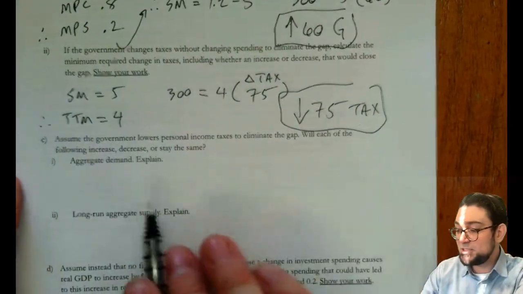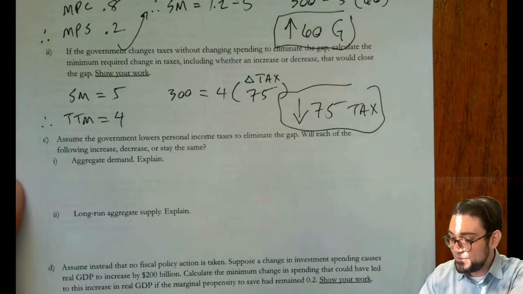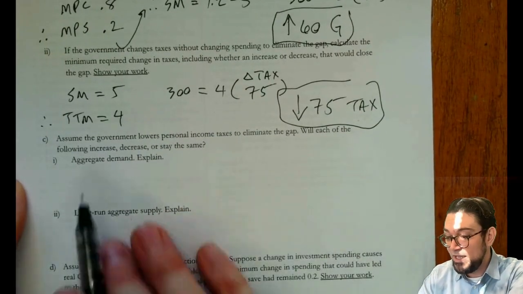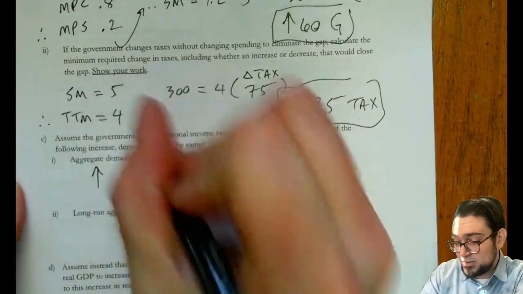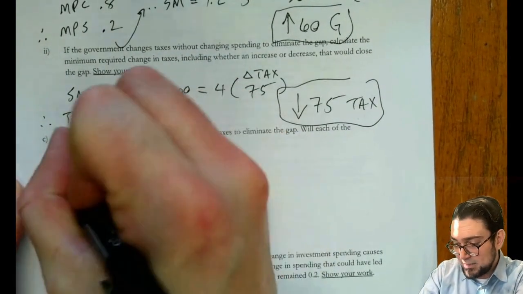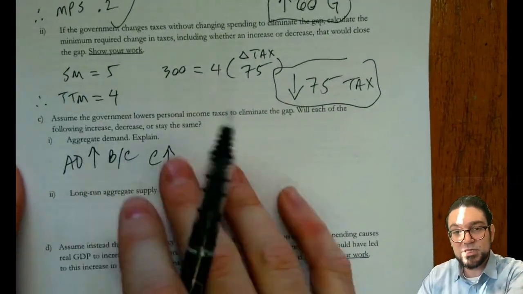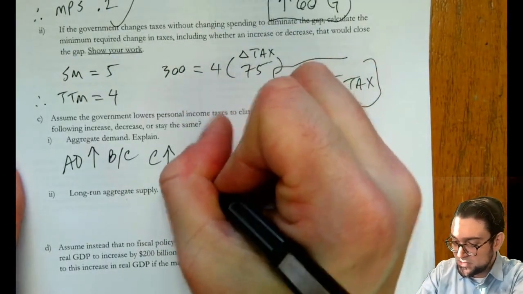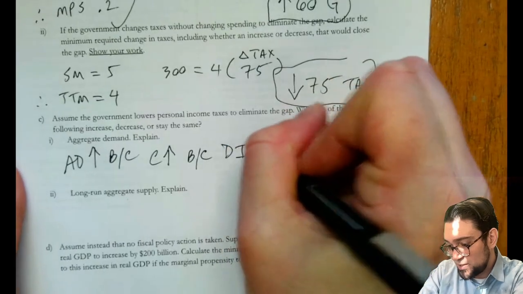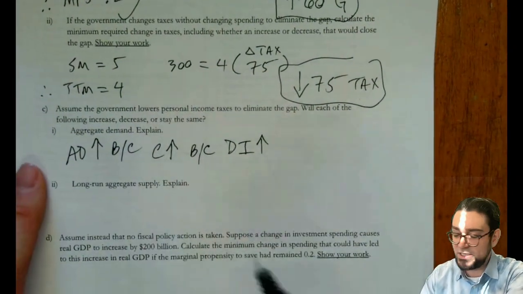Now let's take a look at part C. Assume the government lowers personal income taxes. What will increase, decrease, or stay the same? Aggregate demand, explain. We would say that aggregate demand increases because consumption increases. That's really enough to say here. You could also say because disposable income went up if you want a full and complete answer.